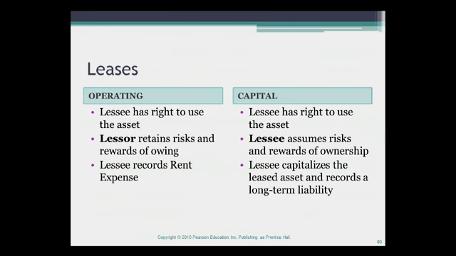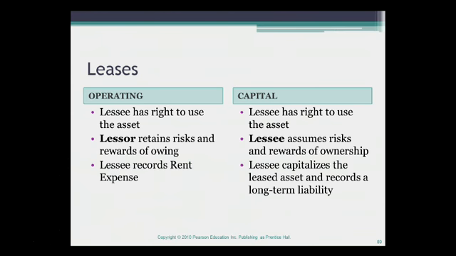A capital lease, on the other hand: under a capital lease, the lessee has the right to use the asset, just like under an operating lease. However, the lessee is the one that assumes the risks and rewards of ownership. And we'll get into in a minute how we determine that the lessee assumes risks and rewards of ownership. Under a capital lease, the lessee capitalizes the lease asset and records a long-term liability. Basically, you can think of a capital lease more as the company purchasing an asset and paying for it over time.